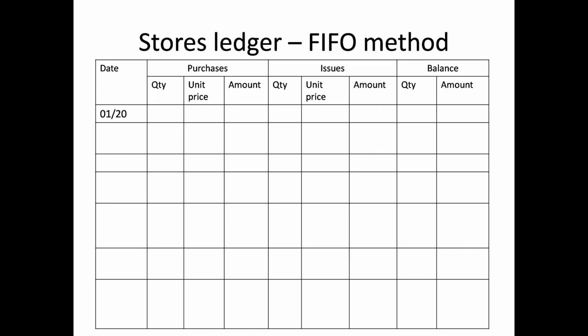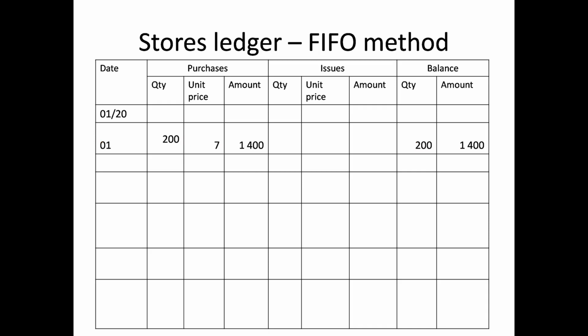January 1st, purchases 200 units at 7 rupees each. Under date 1st, under quantity 200, unit price 7. Then the amount equals quantity 200 multiplied by unit price 7, that's 1400. Now you need to update the balance. The quantity we have is 200 units now and the amount is 1400.